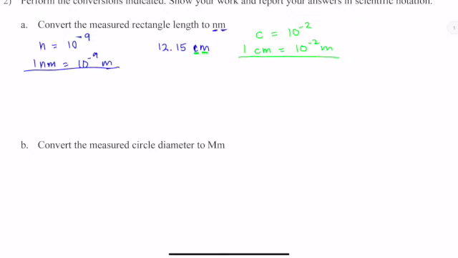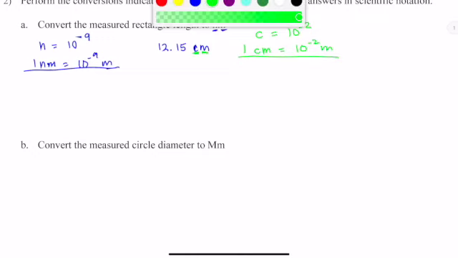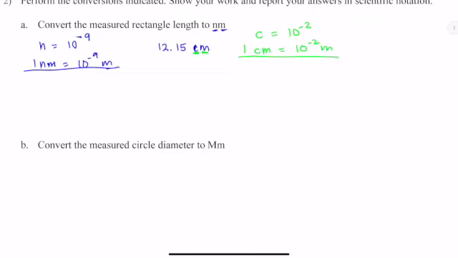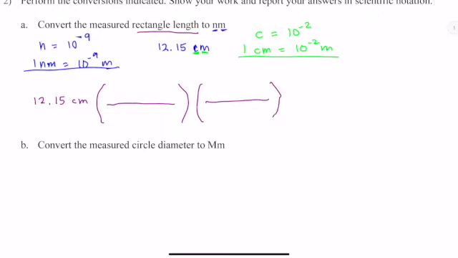So we're going to use both of these conversion factors to convert this. Let's turn to purple. We have 12.15 centimeters, the example rectangle length. And we're going to use both of these conversion factors. That means setting up the fraction symbols, and then deciding what's going where so that we can cancel units. So the goal is to cancel units.